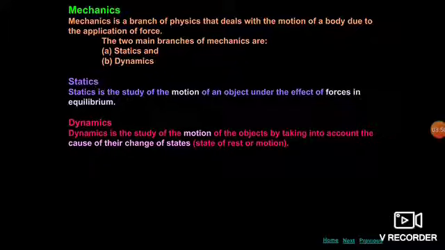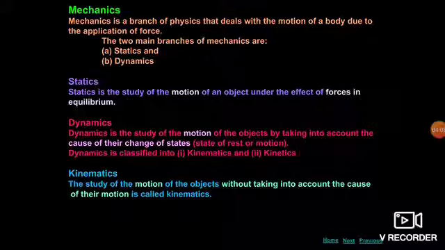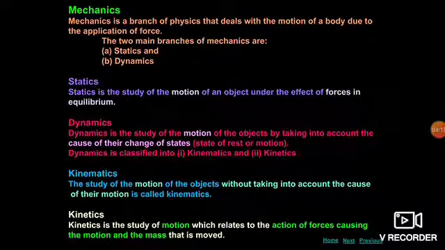Dynamics is the study of the motion of the object by taking into account the cause of their change of state, state of rest or motion. Dynamics is classified into kinematics and kinetics. Kinematics, the study of motion of the object without taking into account the cause of their motion, is called kinematics. Kinetics is the study of motion which relates to the action of forces causing the motion and the mass that is moved. You have to understand the basic difference between kinematics and kinetics.